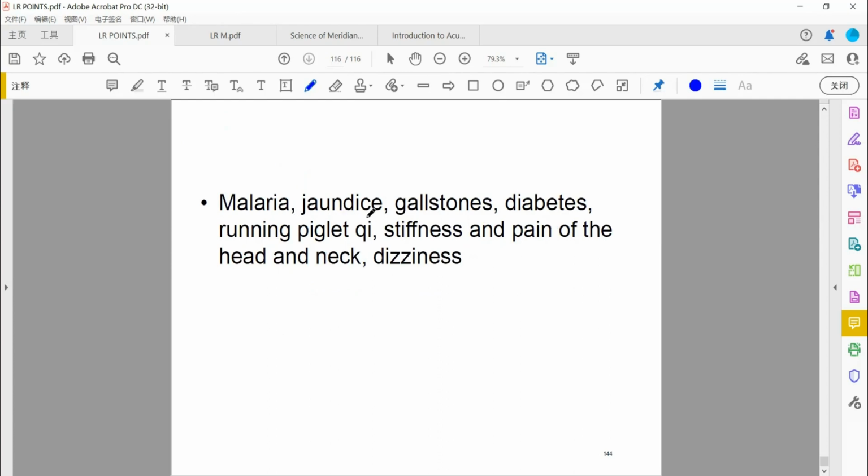Malaria, jaundice, gallstones, diabetes, running piglet qi. Running piglet qi, this one, a patient will feel there's something like qi rushing from the lower abdomen to the heart or to the throat. In Western medicine, it's like panic disorder.